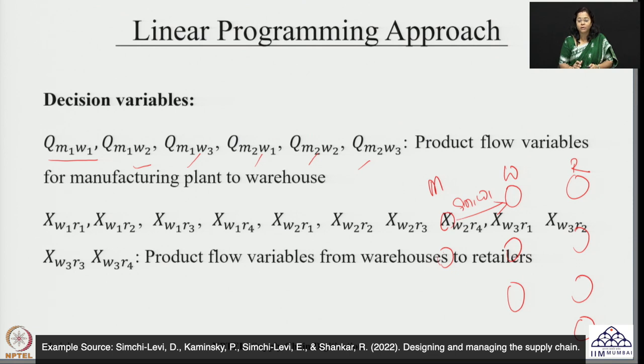Going forward, we also have to decide how many units of goods should move from the warehouses to the retailers. There are 3 warehouses and 4 retailers, which leads to 12 possible movements, shown here as 12 decision variables. For example, X W1 R1 is the quantity of product moving from warehouse 1 to retailer 1, and similarly all 12 combinations of movements and their corresponding decision variables are defined for this problem. So we now know that we have to decide how much product should move from each manufacturing plant to the warehouses and then from the warehouses to the markets.